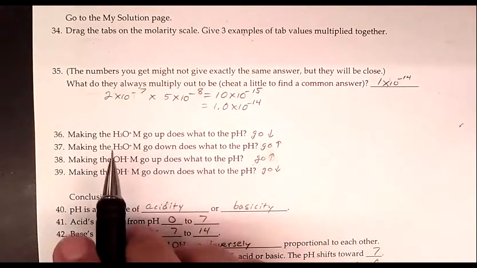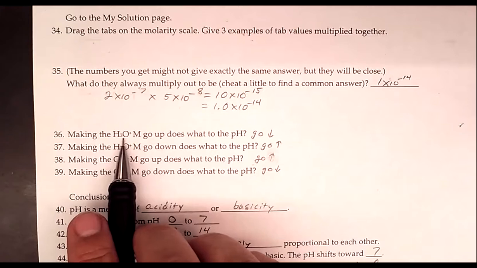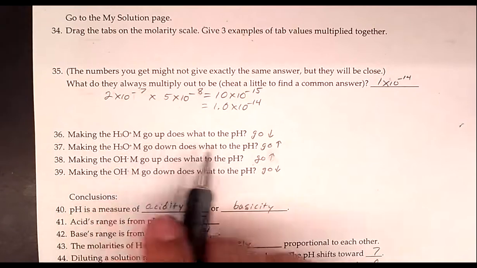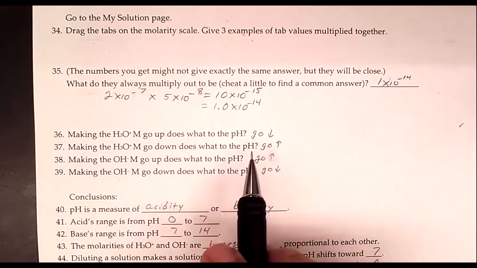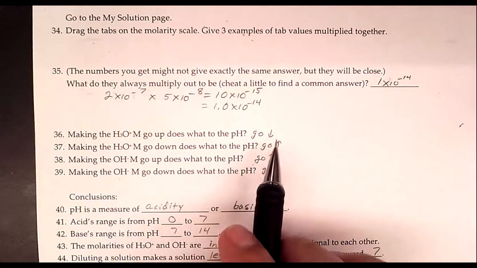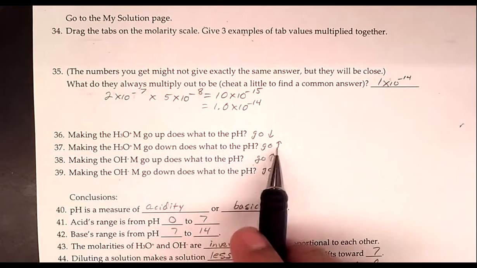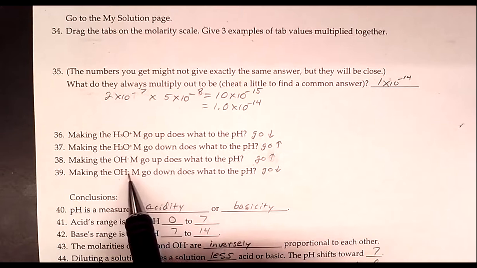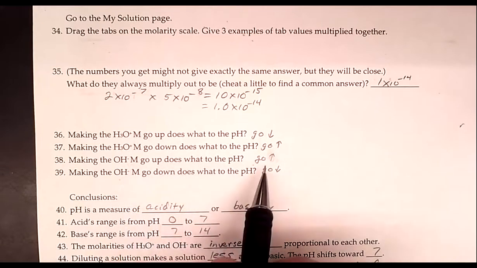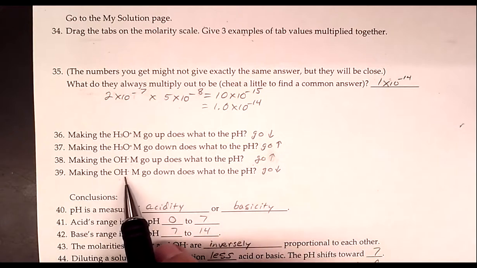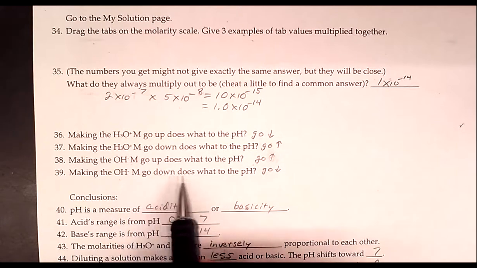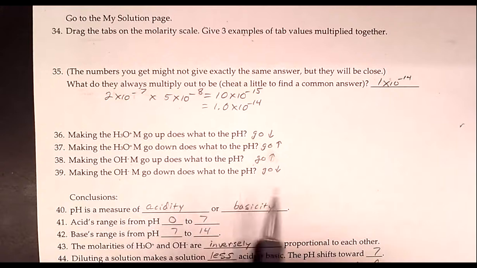So then you can drag the tabs around. If you make more H3O plus, the molarity goes up, what happens to the pH? And this is opposite what a lot of people think, but it goes down. If the molarity goes down, then the pH goes up. On the other hand, if the OH minus molarity goes up, the pH goes up. Go ahead and try it. Go ahead and see. And if the OH minus molarity goes down, the pH goes down.